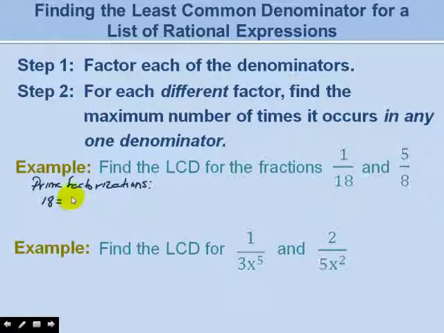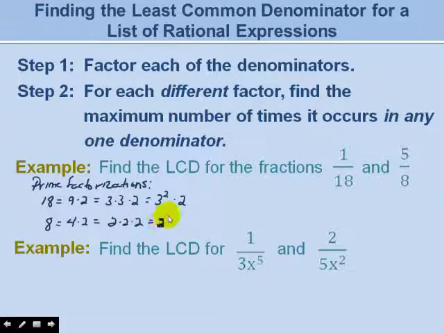Well, we can write 18 as 9 times 2. 9 we can break down a little bit further into 3 times 3. So this would be the same as 3 squared times 2. The other denominator is 8. So if we write the prime factorization of that, we would end up with 2 times 2 times 2, or 2 cubed. So now the two different factors that we have here are 2 and 3.